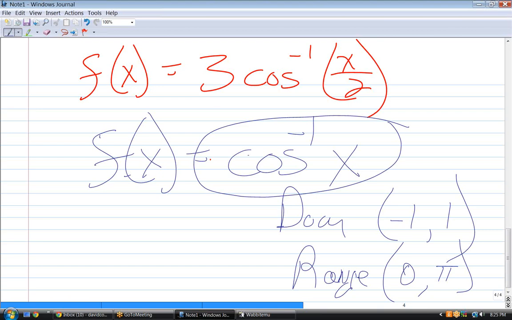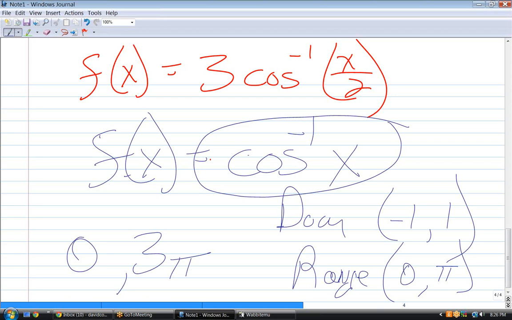Hold on. Excuse me, I got it reversed. The range of the inverse function is 0 to 3 pi, 3 times this range of this function, and the domain is still -1 to 1.